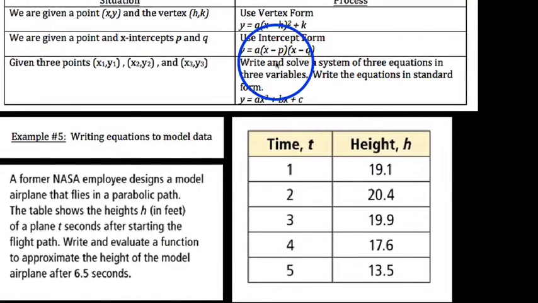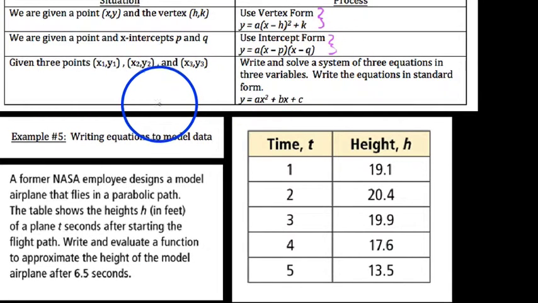Okay, YouTube, in this video we're going to continue to write quadratic equations from data. In the first couple of videos that I made, we were actually given specific data about a parabola. That is to say, in the first video we knew a point on the graph and the vertex, so we could write that equation in vertex form. And in the last video, we knew the intercepts and also a point on the graph, so we could write it in intercept form.